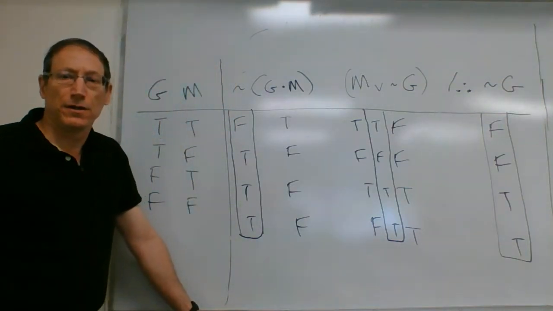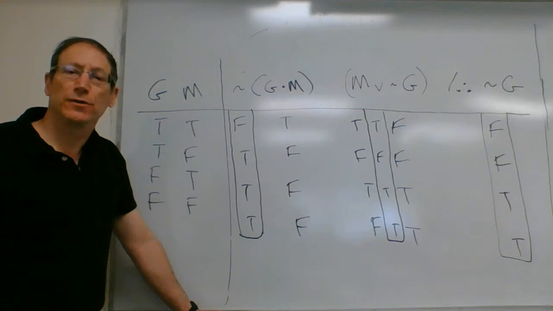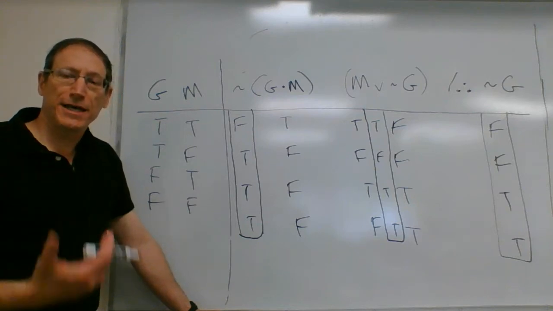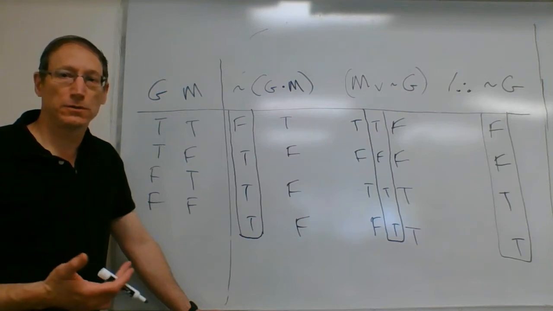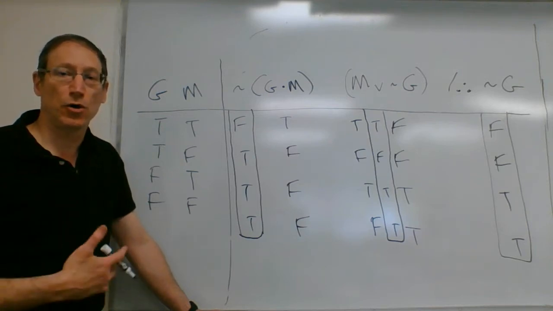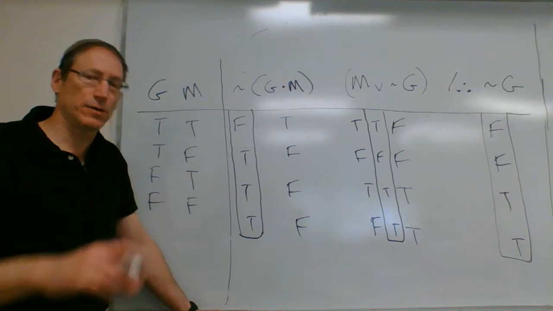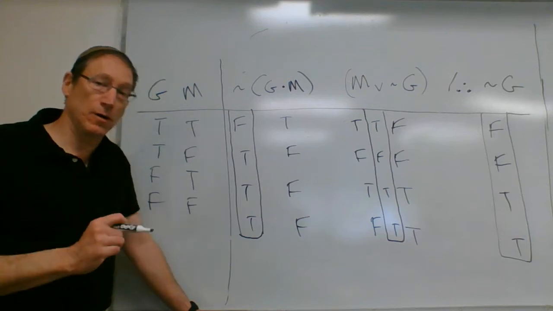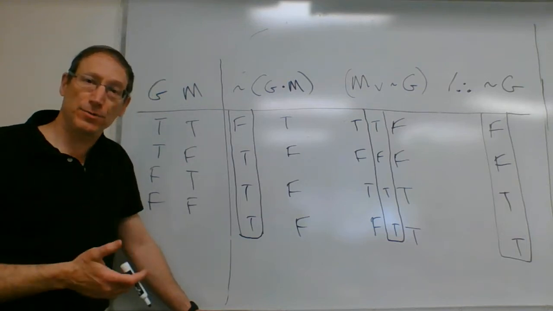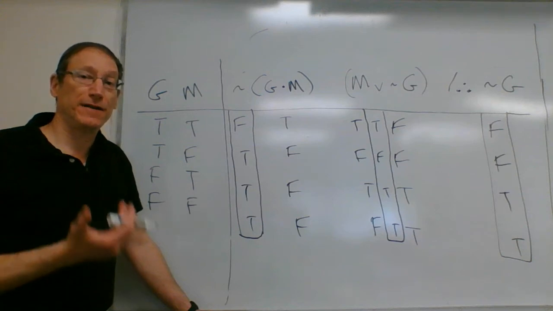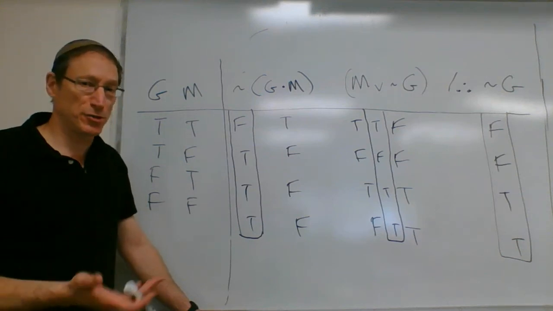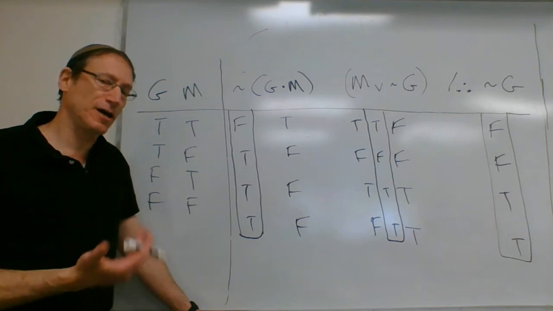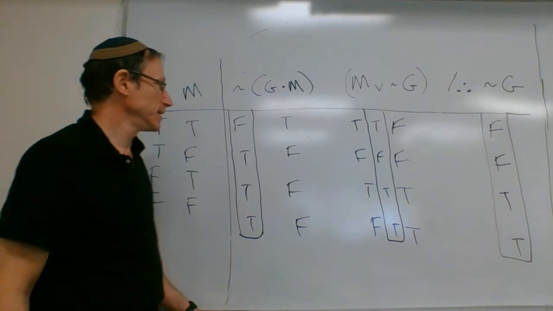Now, the next step is what? It's to look for a counterexample. A counterexample is what? At least one row where all the premises come out true and the conclusion comes out false on that same row. Then we have a counterexample and the argument would be invalid. We would have shown that it's possible for all the premises to be true and the conclusion false at the same time, so therefore the argument would be invalid.